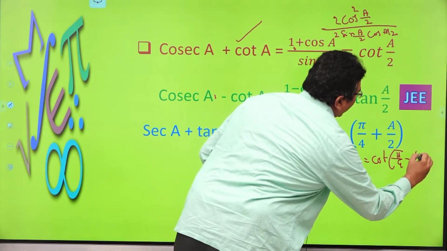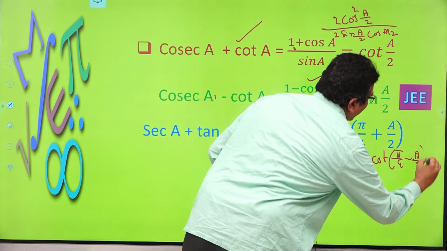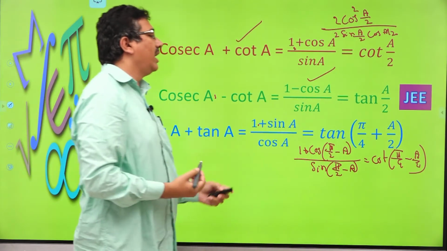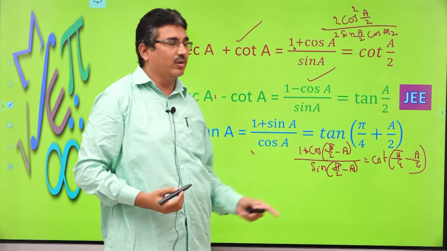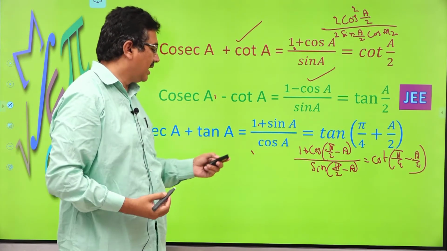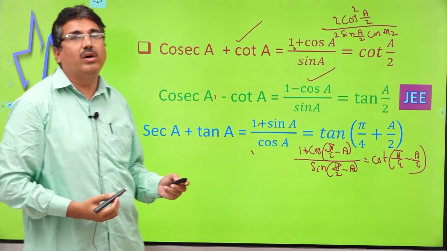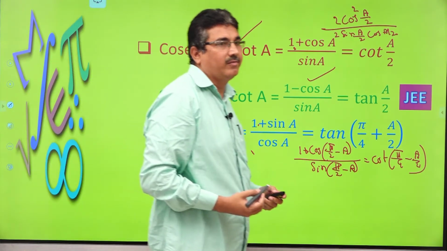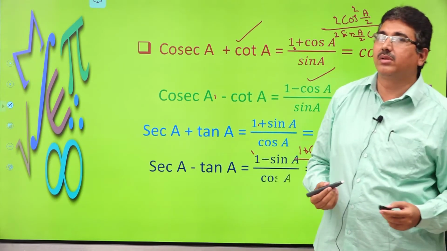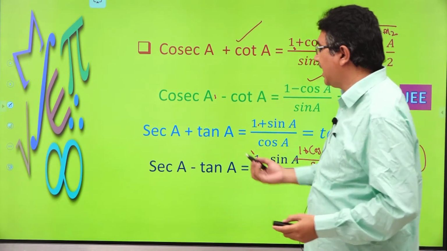cot of pi by 4 minus a by 2. That is same as tan of pi by 4 plus a by 2. Right. What is the value of secant a minus tan a?